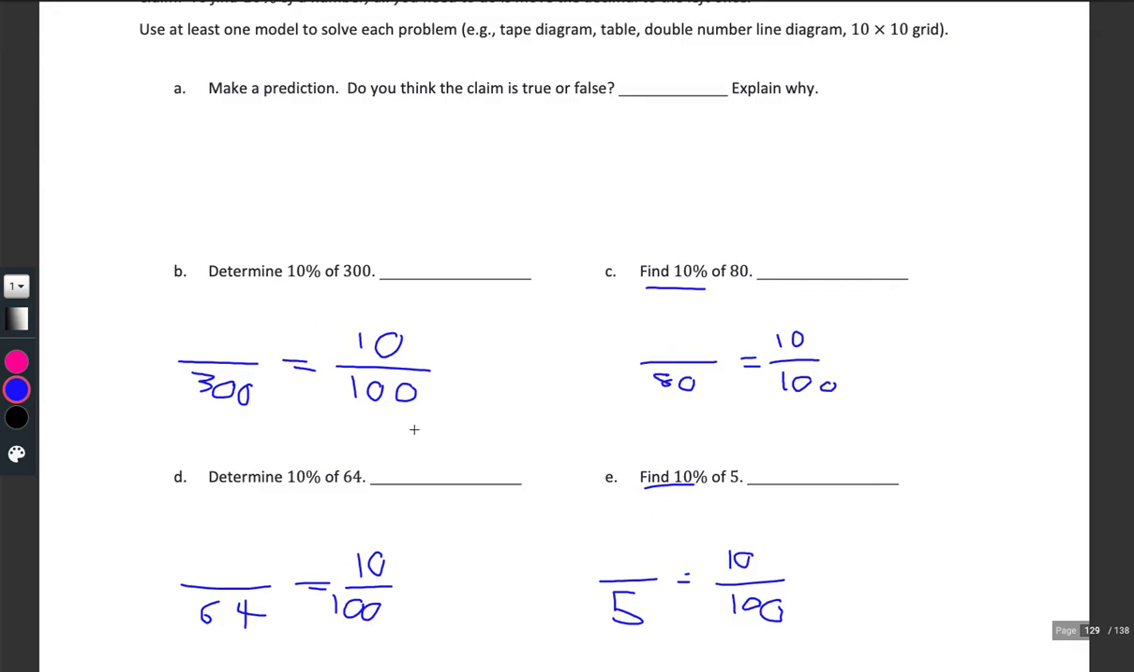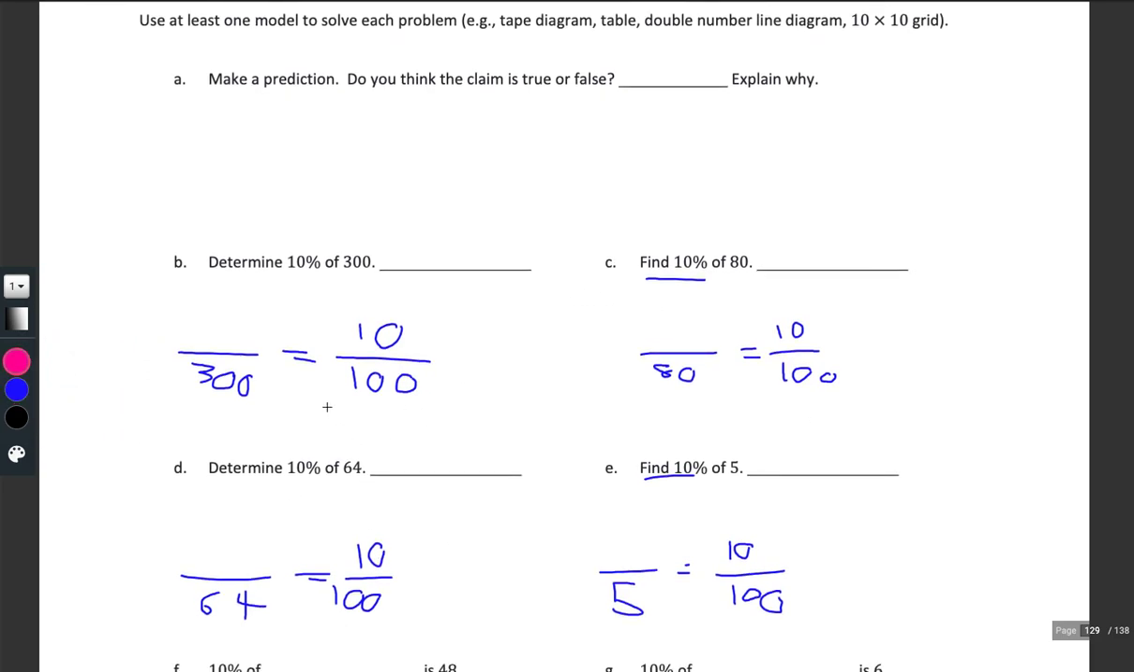Remember, because one fraction represents 10%, 10 over 100 is 10%. The other fraction is going to be the part over the whole. And I'm trying to find the part. I'm trying to find 10%. So the number on the top would be equal to 10% of 300, because 300 is 100%, or the whole. So with this one, now that these are all set up, I can kind of look for patterns, either from fraction to fraction, or from the numerator to the denominator.